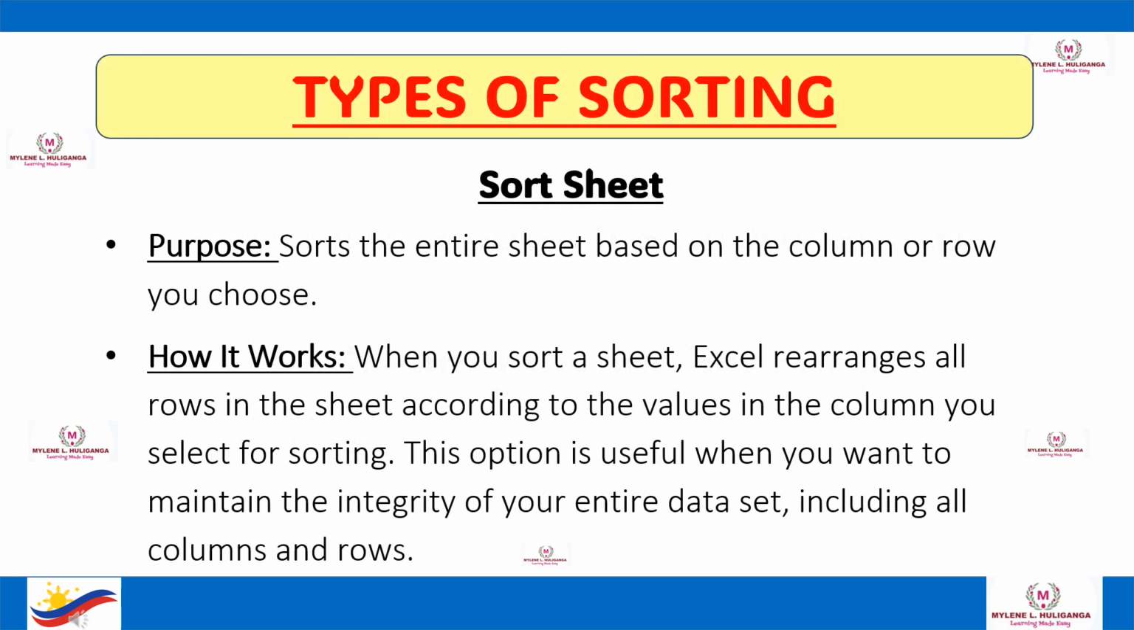The sort sheet. The purpose of this is to sort the entire sheet based on the column or row you choose. How it works: when you sort a sheet, Excel rearranges all rows in the sheet according to the values in the column you select for sorting. This option is useful when you want to maintain the integrity of your entire data set, including all columns and rows.